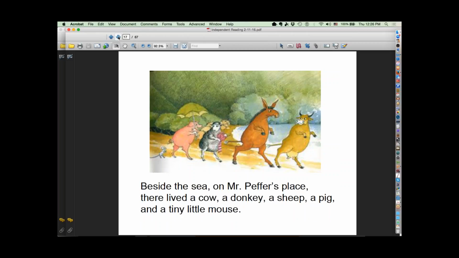Beside the sea, on Mr. Peffer's place, there lived a cow, a donkey, a sheep, a pig, and a tiny little mouse.